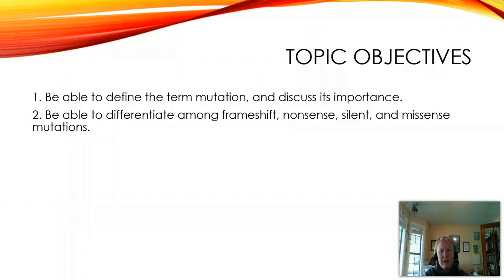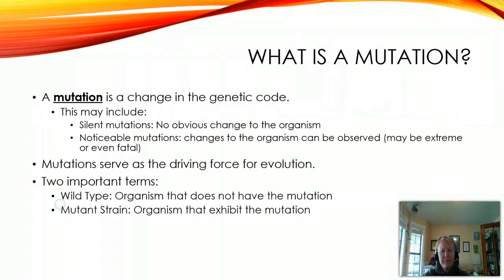Here are our objectives for this topic. Make sure you can understand these, especially number 2. This is going to get a little confusing when we get to that slide, but there's a lot of different types of mutations and they all overlap and they kind of have a different feel to each of them, so it's really important to have a good sense of what these different mutations are.